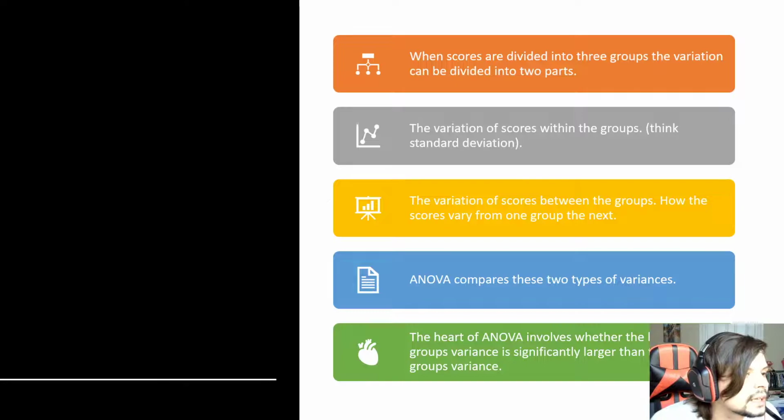When scores are divided into groups, the variation can be divided into two parts: the variation of scores within the groups, think standard deviation, and the variation of scores between the groups, which is how scores vary from one group to the next. ANOVA compares these two types of variance. So the heart of ANOVA is whether the between groups variance is significantly larger than the within groups variance.